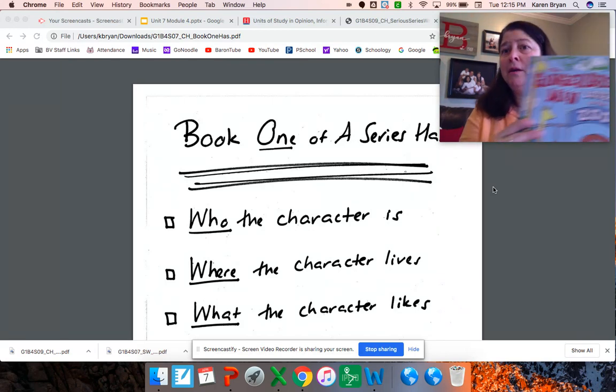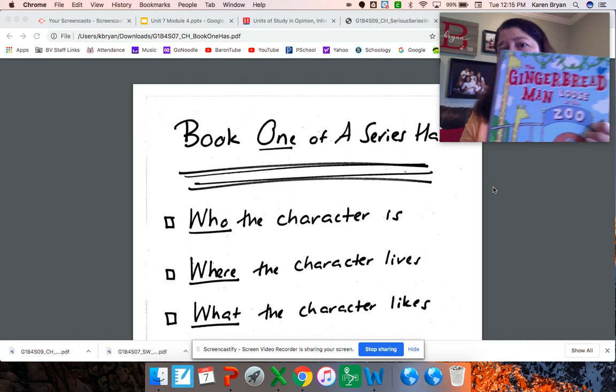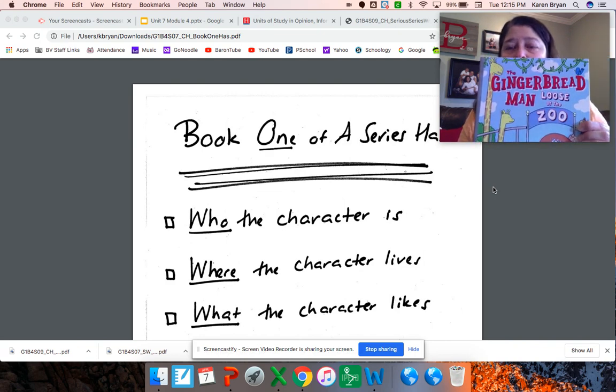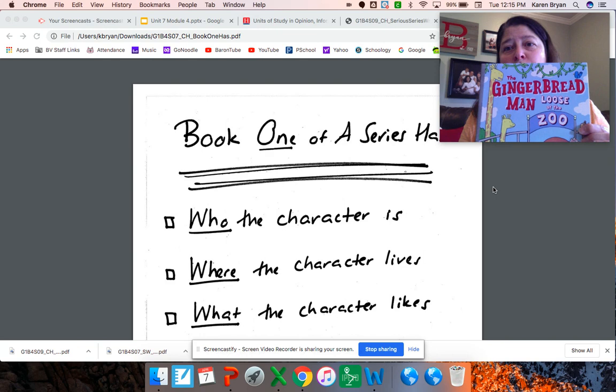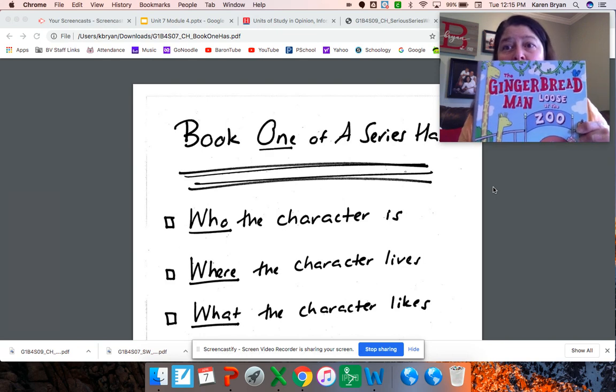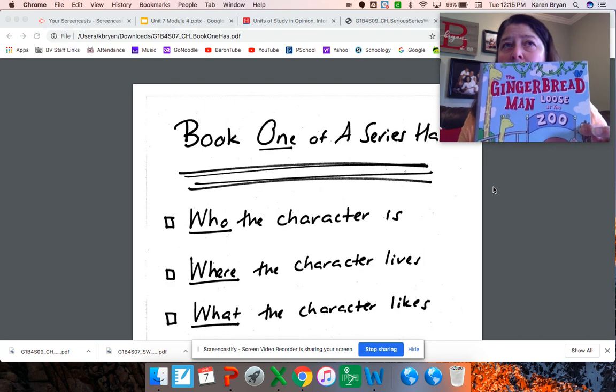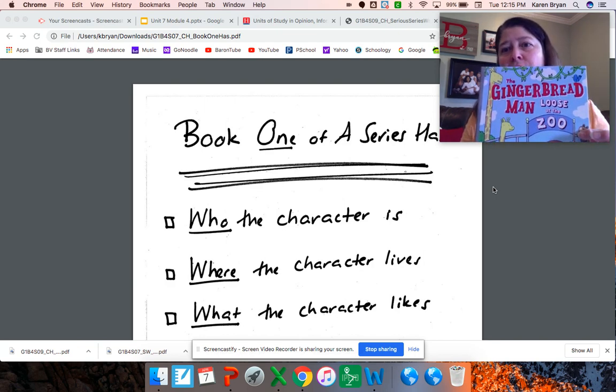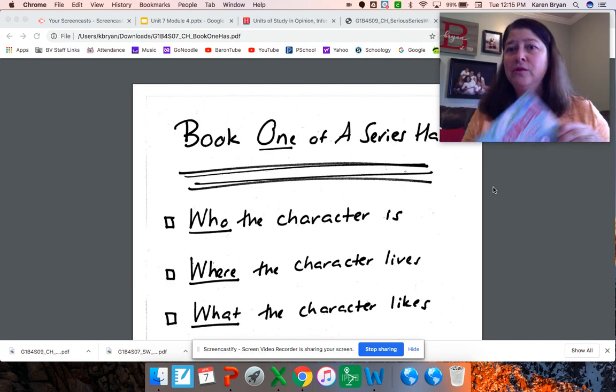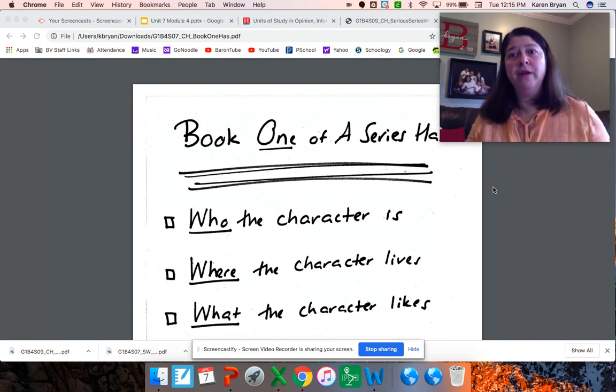Gingerbread Man on the Loose. This is Gingerbread Man on the Loose at the zoo. But you've probably even read Gingerbread Man Loose in the School, the Gingerbread Man Loose in the Library. So it's a favorite character of this author. So this author uses that character in more than one story.